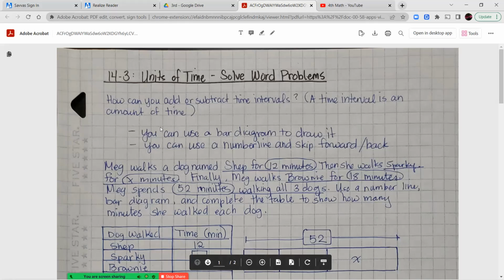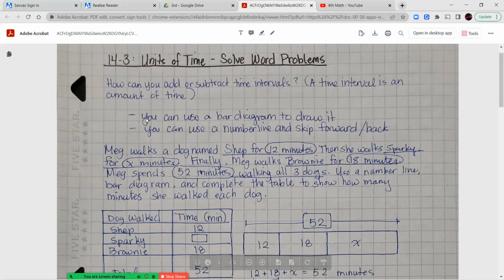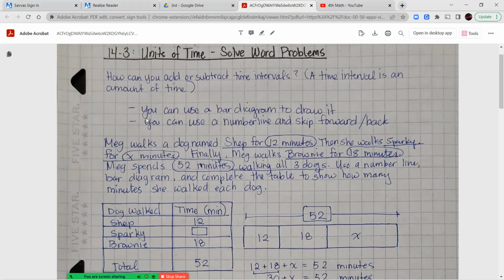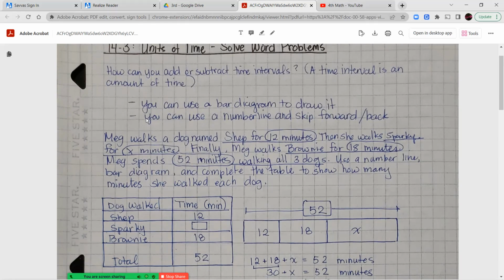Our first example says Meg walks a dog named Shep for 12 minutes. Then she walks Sparky for X number of minutes. Finally, Meg walks Brownie for 18 minutes. Meg spends 52 minutes walking all three dogs. Use a number line, bar diagram, and complete the table to show how many minutes she walked each dog.